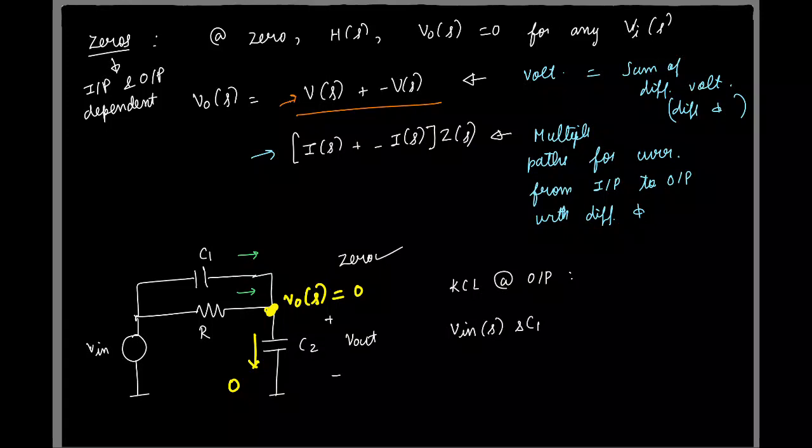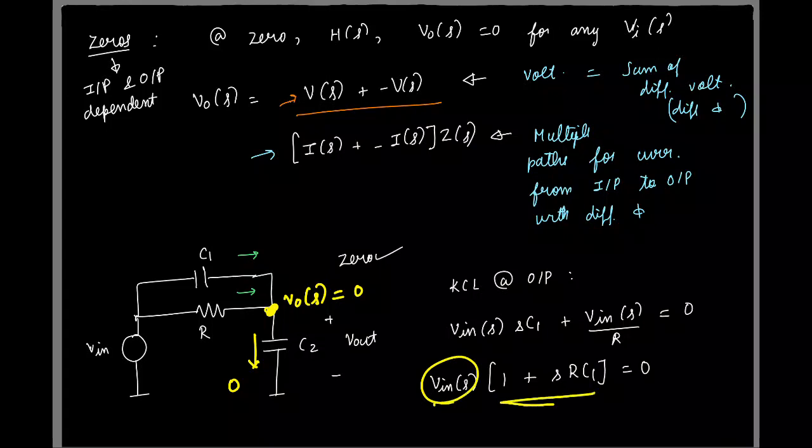into SC1 plus Vin of S by R 0. So if I simplify this, I'll have this expression to be 0. Of course, for this to be valid, either this guy has to be 0 or this guy. And of course, we are not applying 0 input. So the second term here must be 0. So which means what is the zero location? And this in turn is the zero location. You can work out and check if you want.